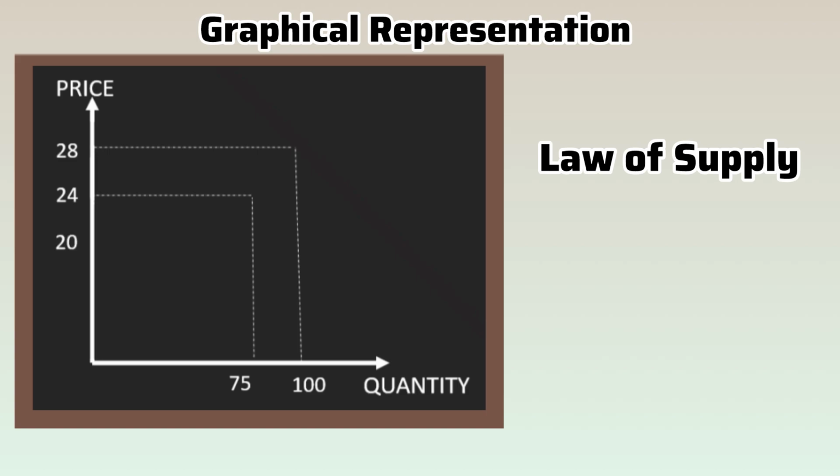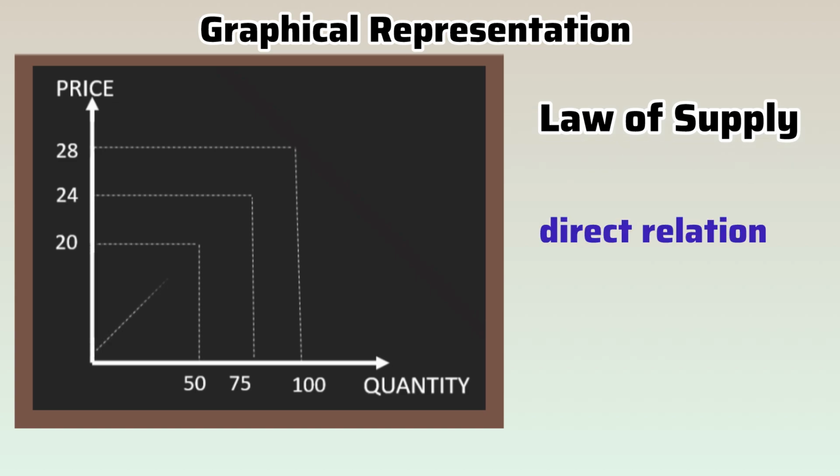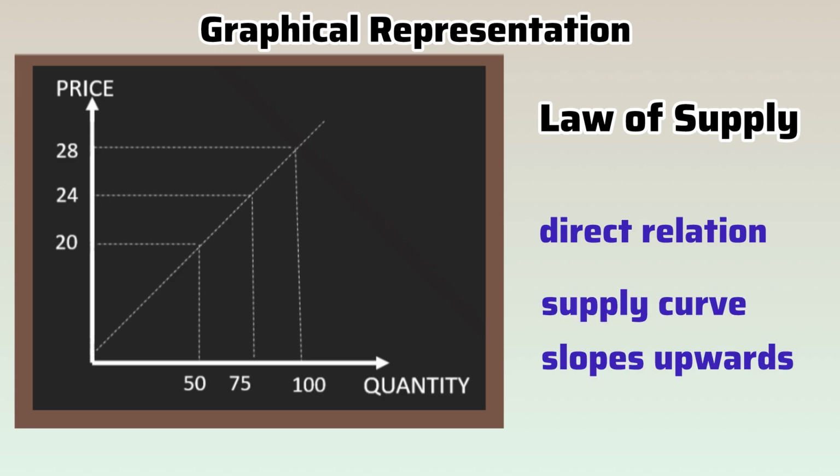But when the price of the product falls to rupees 20, quantity supplied reduces to 50 units because when the price of a product is low, sellers are willing to supply less. This shows a direct or positive relationship between price and supply. That is why the supply curve slopes upwards from left to right.